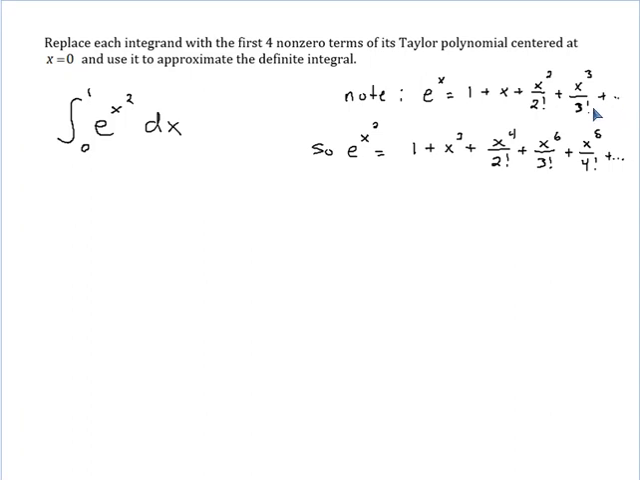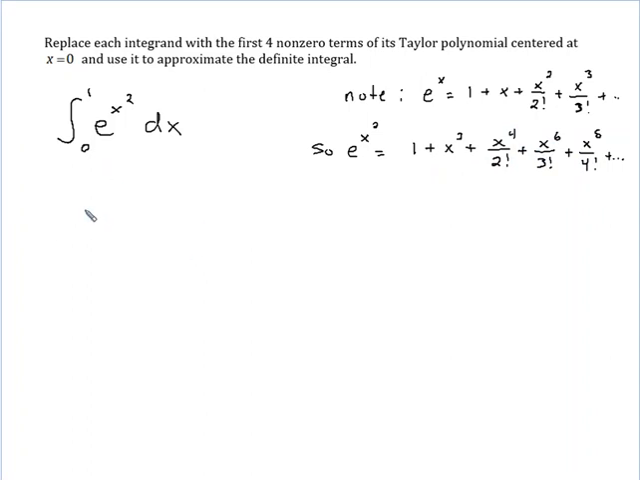So the substitution is going to be made for x, with x squared going in for x. And the power series for e to the x squared will then become 1 plus x squared plus x squared squared, or x to the fourth, over 2 factorial. And then the fourth term will be x squared all cubed, or x to the sixth over 3 factorial. And I've gone ahead and written the next term too, but we're only going to use the first four.